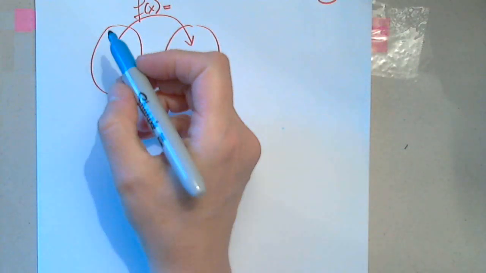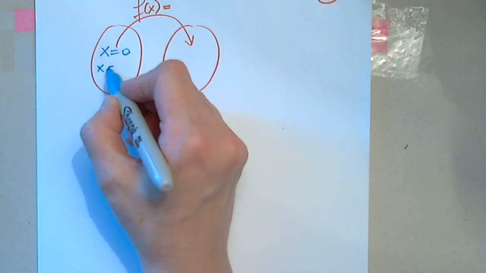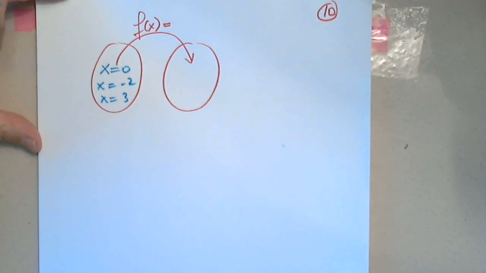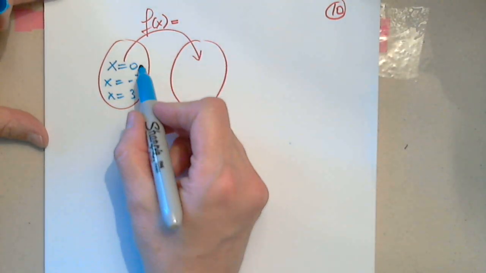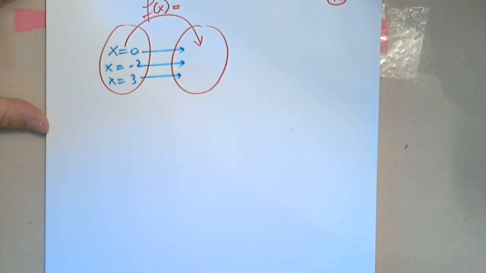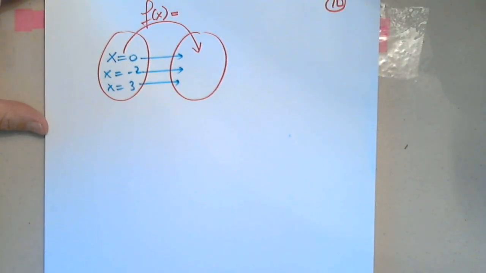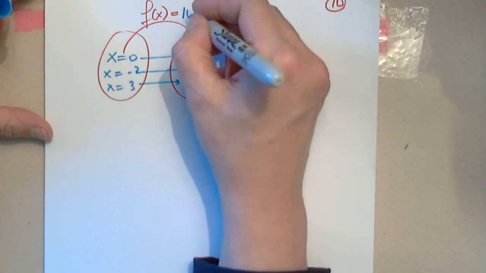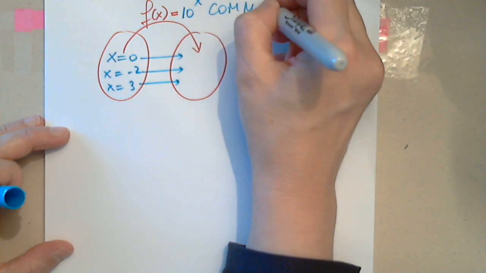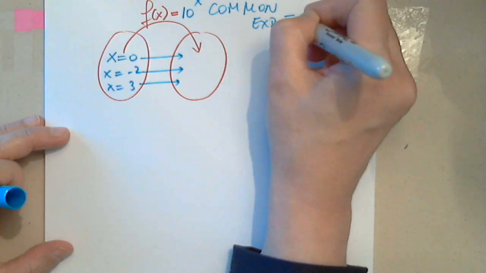And then we're going to use some x values, let's say 0, let's say -2, and let's say 3. But we have to choose the exponential function first. Can anyone choose an exponential function? Any? Okay, I'm going to use 10 to the x. And the name of this is common exponential function.